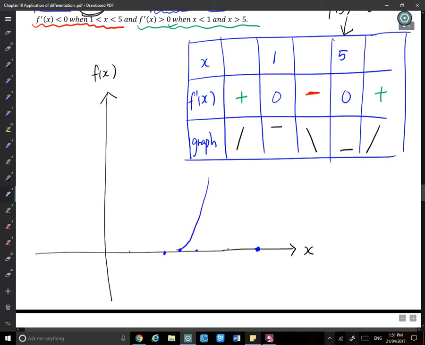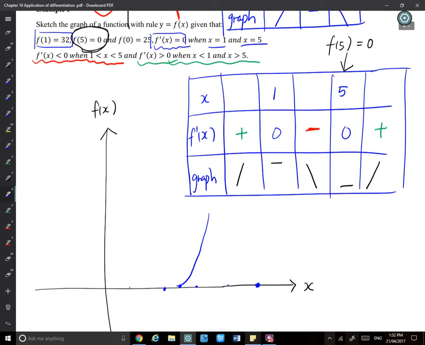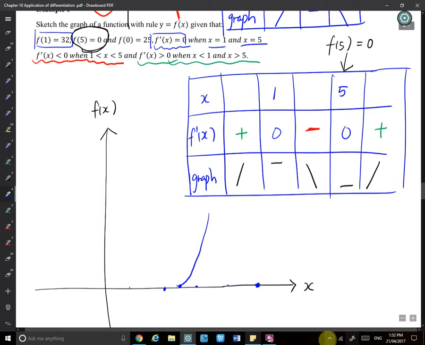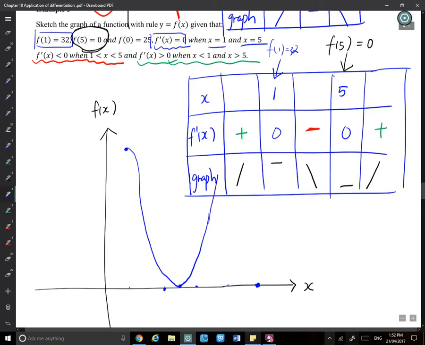Okay, let's have a look. F1 is 32. So the maximum point. Okay, F1 is here. That's 32. So 1 is here, and that gives 32. The shape of the graph is like that. And that's the maximum turning point.